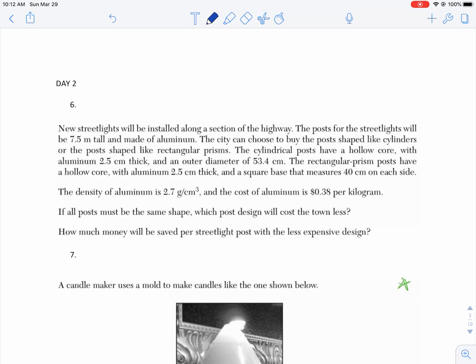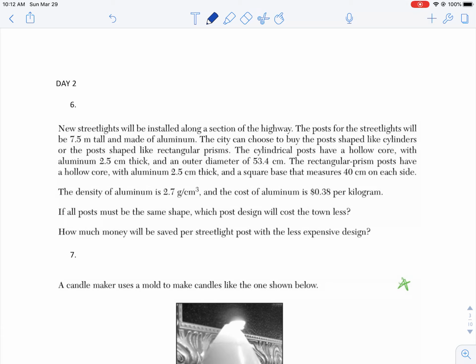The rectangular prism posts have a hollow core with aluminum 2.5 centimeters thick and a square base that measures 40 centimeters on each side. The density of aluminum is 2.7 grams per centimeter cubed, and the cost of aluminum is 38 cents per kilogram. If all posts must be the same shape, which post design will cost the town less? How much money will be saved per streetlight post with the less expensive design?